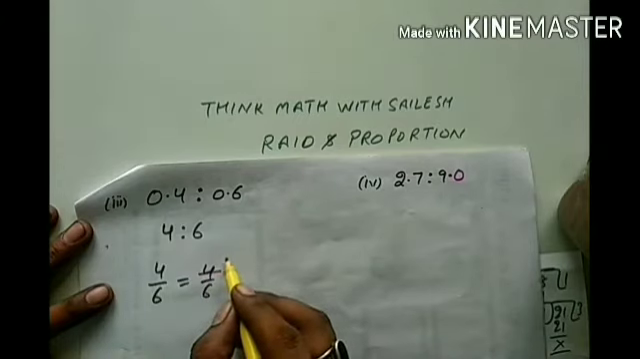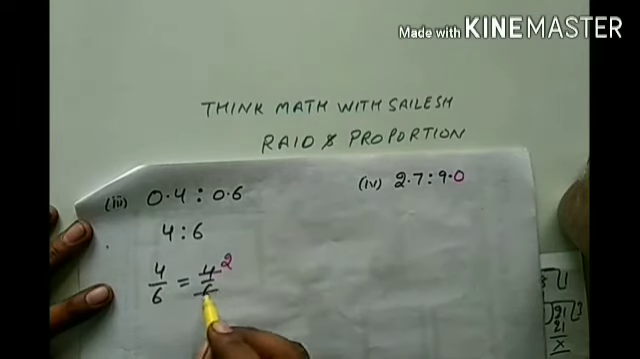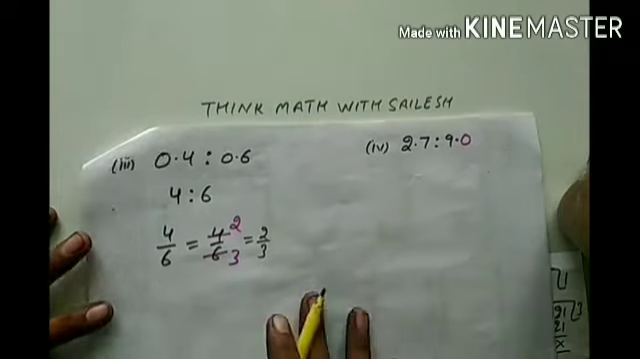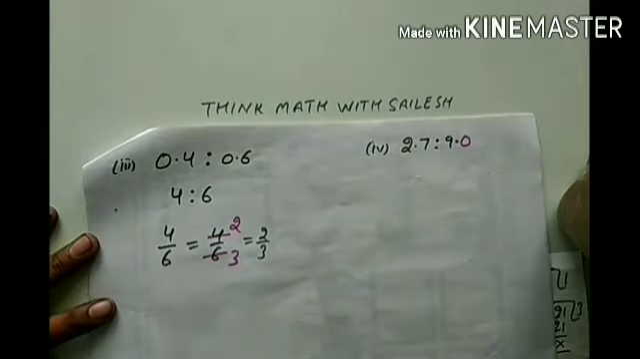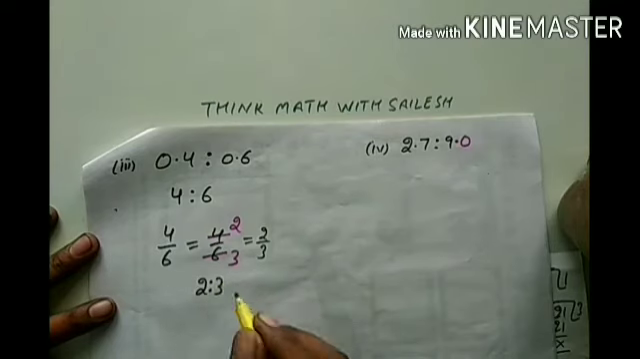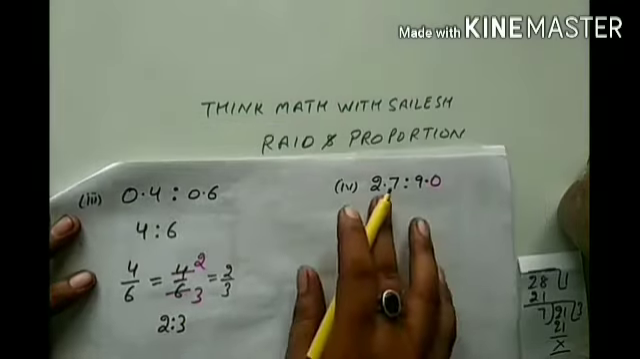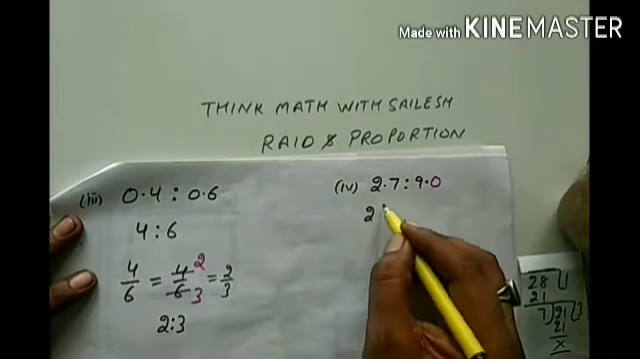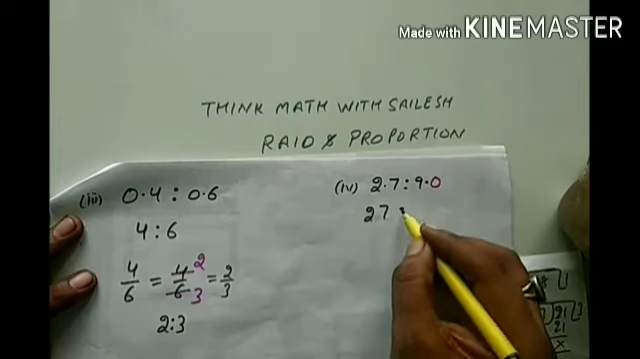If I divide this by 2, then the answer is 2, and if I divide this by 2, then the answer is 3. Now 2 and 3 are no more divisible by any common table because they are prime numbers. Therefore 2 by 3, and the required ratio is 2:3.